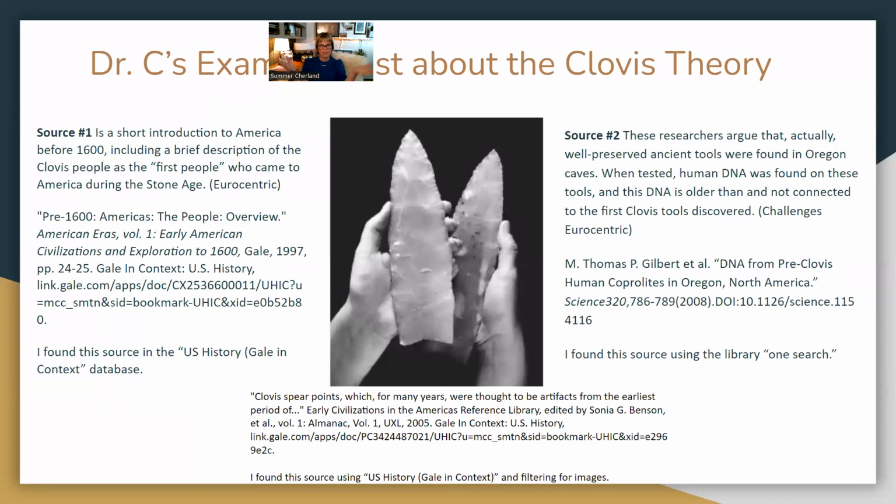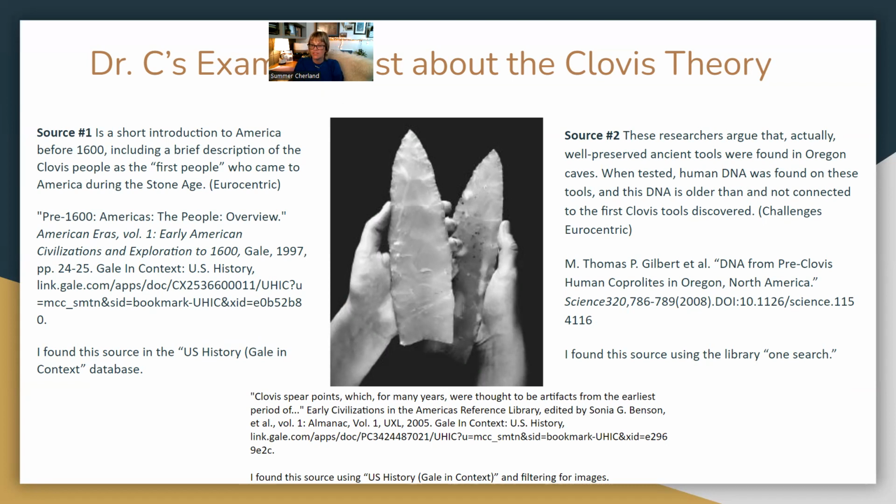Dr. C's example about the Clovis theory. Now you don't get to study the Clovis, I did. So here's what I did. Source one, and you can see on the left, I cited it, is a short introduction to America before the year 1600, including a brief description of the Clovis people as the, quote, first people who came to America during the Stone Age. I believe this is Eurocentric, so I just put that in parentheses. That's good enough, right? Then I cited the source, and I found this source in the U.S. History Gale In Context database.